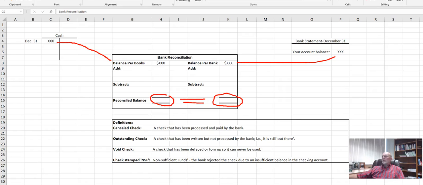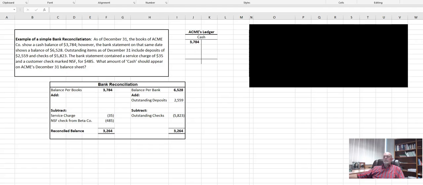And now let me... Okay, so we've been through some general terms, and now what I want to do is go through a simple, if I can get over there. Okay, I think I figured it out.